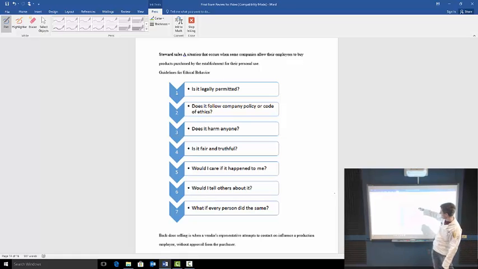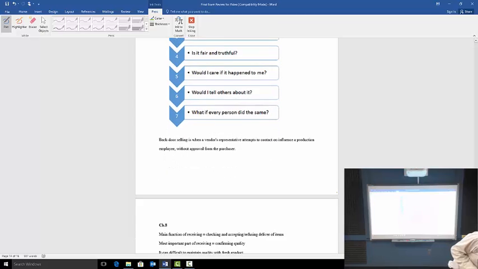You want to go through these in this order. If you ask question 1, is it legally permitted, and the answer is no, you're done. You're just not doing it. Okay? But if the answer is that it is legally permitted, keep going down through the 7 and use that as your checklist.